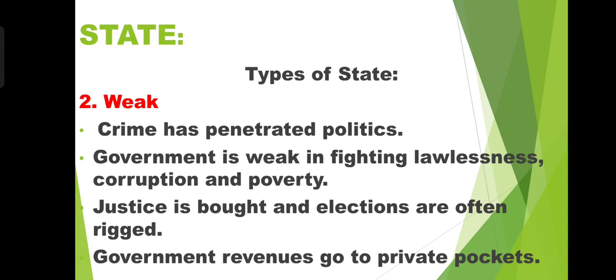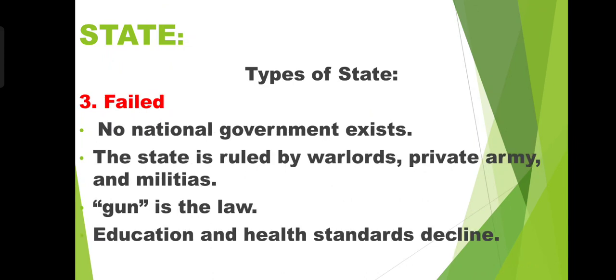Under the weak type of state, crime has penetrated politics, government is weak in fighting lawlessness, corruption, and poverty, justice is bought and elections are often rigged, and the government revenues go to private pockets. On the other hand, under the failed type of state, no national government exists. The state is ruled by warlords, private armies, and militias. Gun is the law. Education and health standards decline.